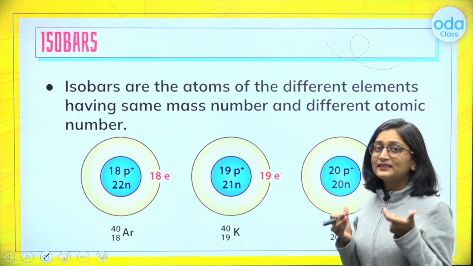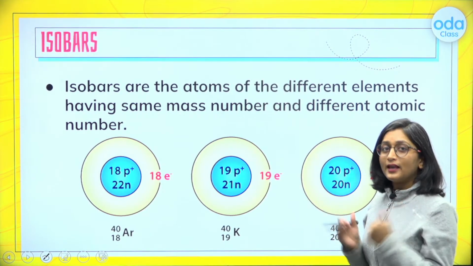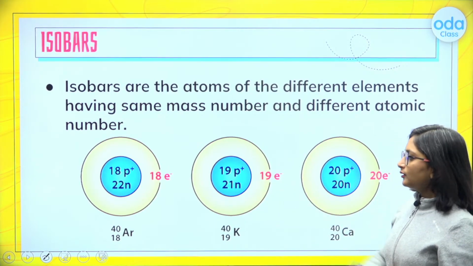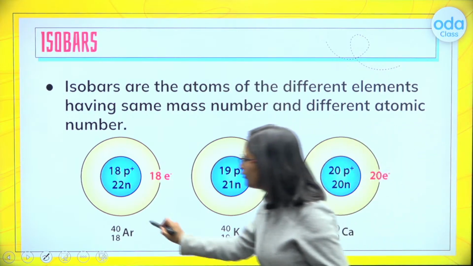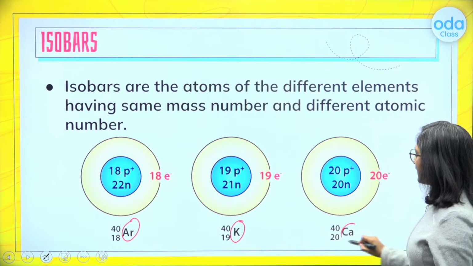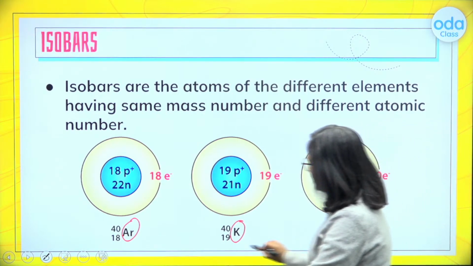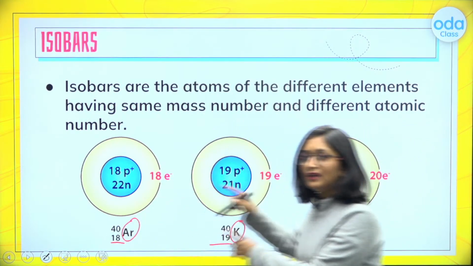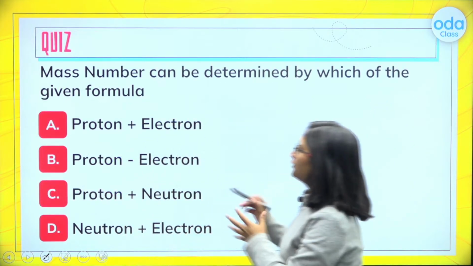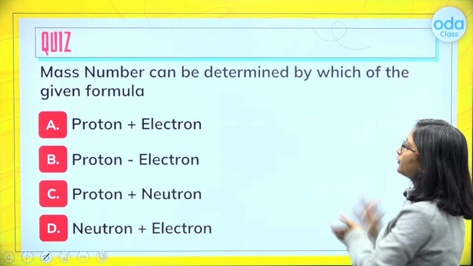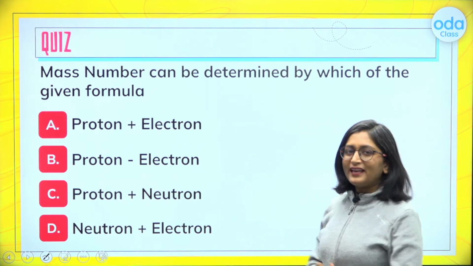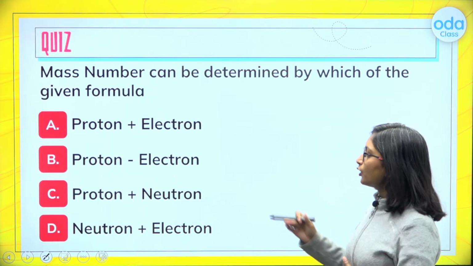So in this question, you have solved the difference between isotope and isobar in terms of atomic number and mass number. Here you have the same example of argon, potassium and calcium. They have different atomic numbers but the same mass number. Got it? Right? So everyone, mass number can be determined by which of the following given formulas? Come on everyone, just pick the best answer that suits the question. What would be the answer?